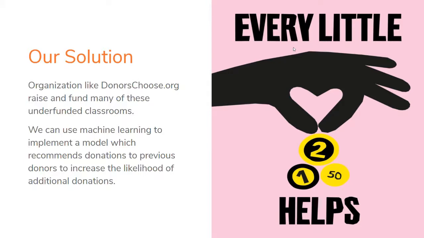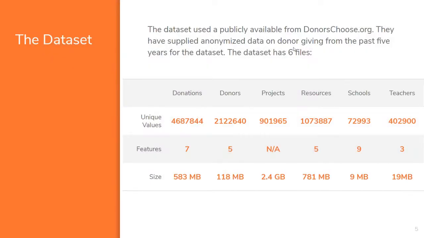Well, there are organizations like DonorsChoose.org that raise and fund many of these underfunded classrooms. So we, as machine learning students, can implement a model which recommends these donations to previous donors so we can increase the amount of donations and hopefully help some underfunded classrooms. The dataset we will be using is a publicly available one from DonorsChoose.org.